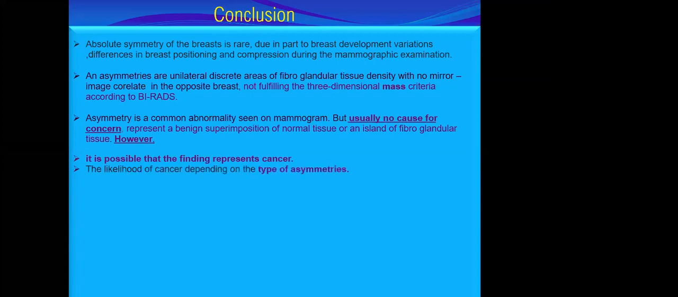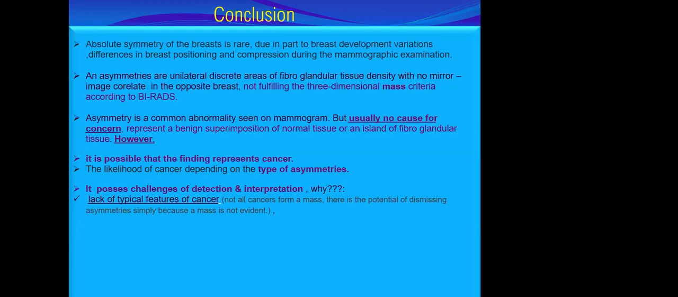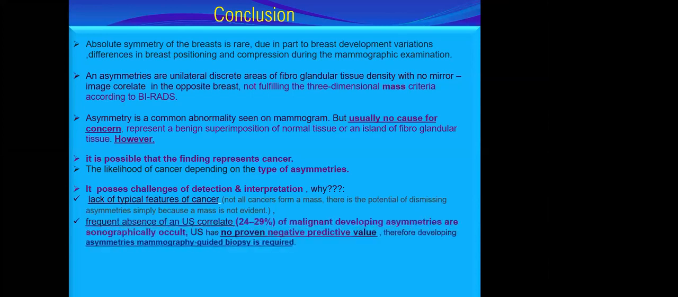The likelihood of cancer depends on the type of asymmetry. It poses challenges of detection and interpretation. Why? Because of the lack of typical features of cancer. Sometimes, not always, cancer presents as a typical mass. It might just present as an abnormal fibroglandular tissue density or asymmetry. And there is frequent absence of an ultrasound correlate for developing asymmetries, which occurs in up to a third of the patients. So ultrasound has no proven negative predictive value.